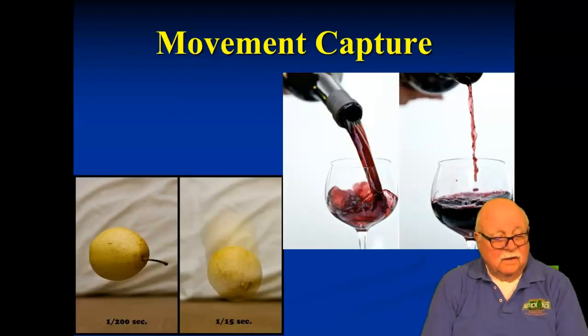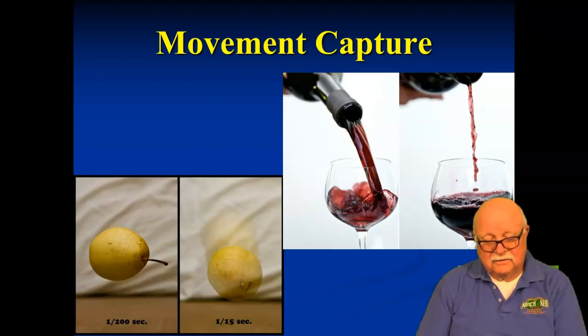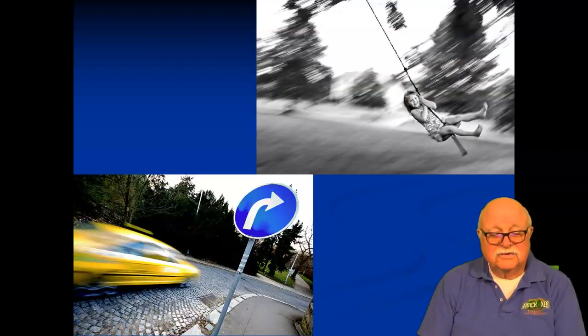And here again is a picture showing 1/200th. You stop this pair in air, and it's just floating in the air. The next picture is 1/15th of a second. You can see it's moving during the exposure in 1/15th. And the pouring of the glass of wine on the left, you have a slow exposure, so you can see the wine flowing into the glass. And the picture on the right is a fast exposure, and it looks like it's dripping. It's not very good. It doesn't tell the story.